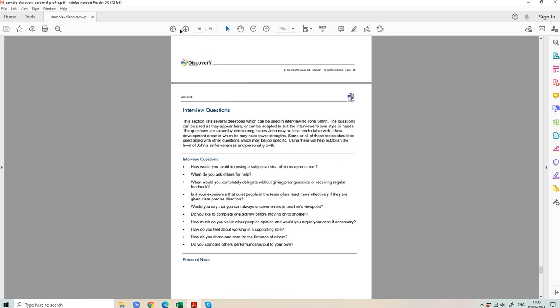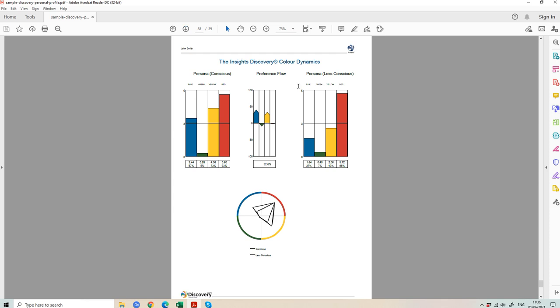Sorry, let me just get back to that. As I'm looking at my screen, on the right hand side we have what is called the less conscious persona, and on the left hand side is the conscious persona. So when we talk about the conscious versus the less conscious, we talk about the work face being more the conscious persona, and this is generally within an Insights training session the chart that we will focus on within your profile. But it's important to understand what the less conscious persona means.